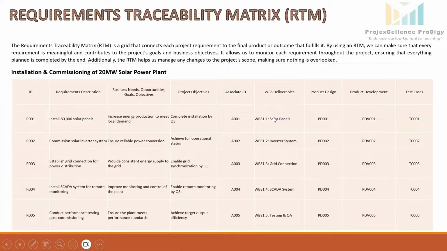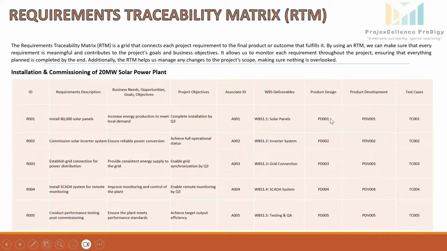WBS deliverables, next column. This connects the requirement to a specific deliverable within the work breakdown structure. Like here, WBS 1.1 represents the deliverable for installing the solar panels, which is a key component of the project's overall work structure.